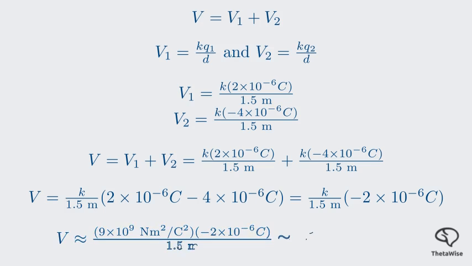This calculation gives us negative 1.199 times 10 to the fourth volts. We can round that to negative 12 kilovolts. The negative sign is significant. It tells us that this location in space is at a lower electrical pressure, or potential, than if the charges weren't there. Let's move on to our third topic, capacitors and capacitance.